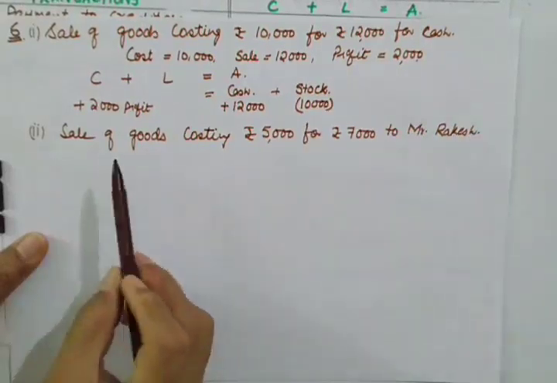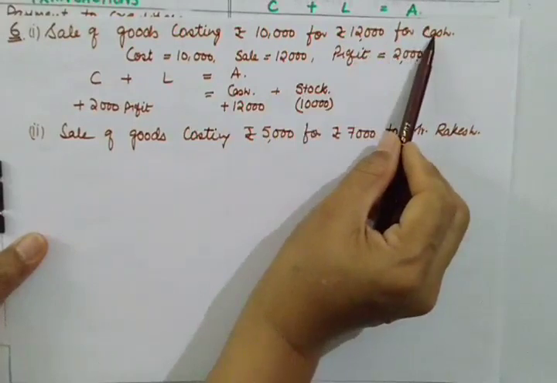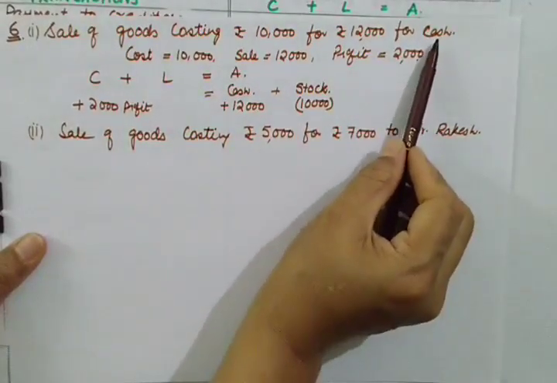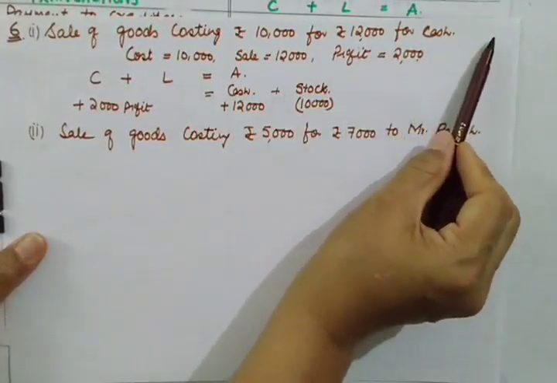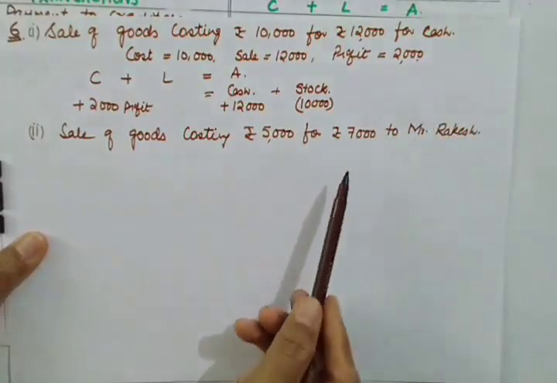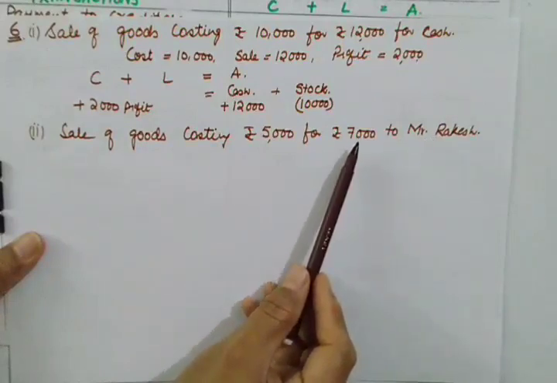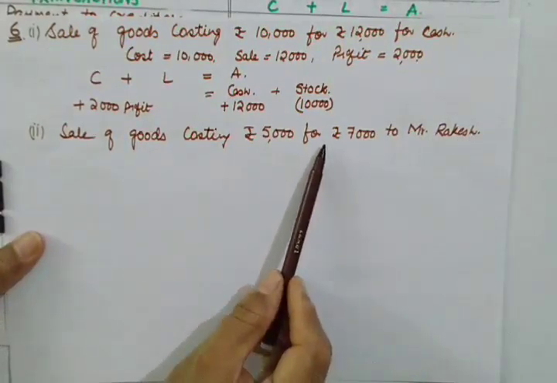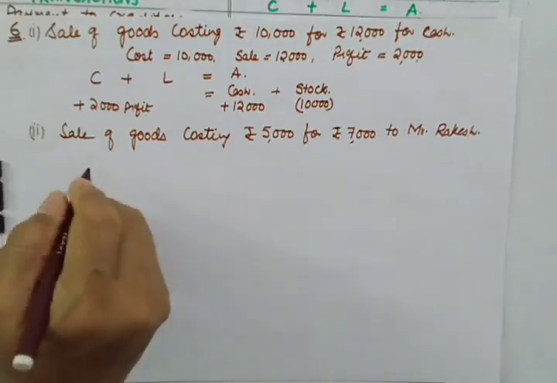I repeat, see what is the basic difference between this and this. Here it is mentioned cash, and here cash is not mentioned. And even if I write here sale of goods costing 10,000 for 12,000 for cash to Mr. Rakesh, this Mr. Rakesh name will be irrelevant here, but here it is very important because for cash is not written. So if cash is not written, we will assume that it is a credit transaction. So it's a credit sale.